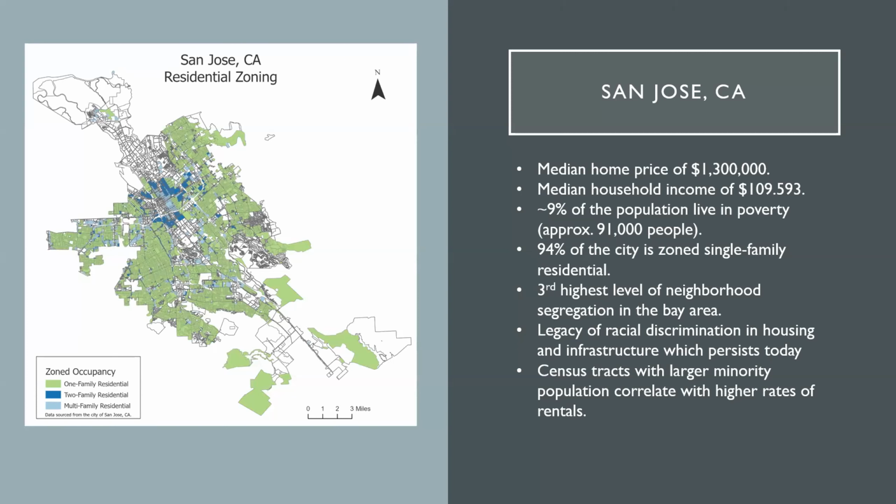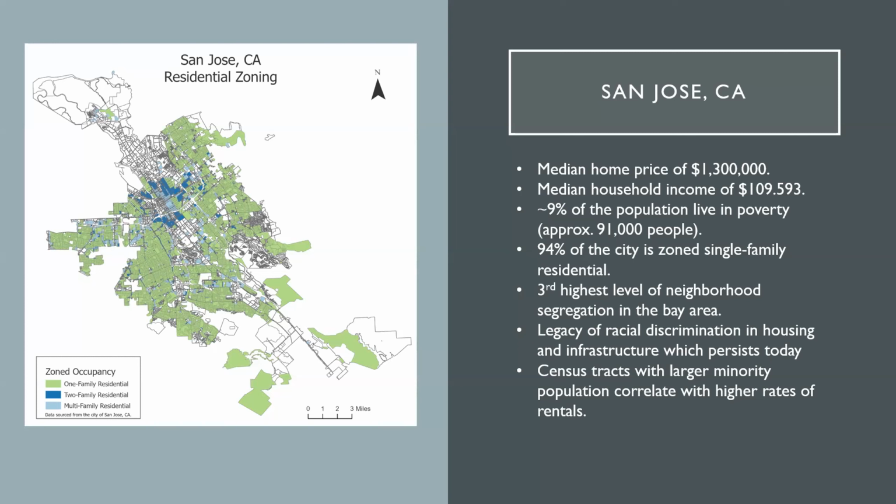San Jose is also known for having amongst the highest proportion of single-family zoning in the country, peaking several years ago at 94% of the city zoned exclusively for single-family residential. According to a 2021 study by UC Berkeley's Othering and Belonging Institute, San Jose was the city with the 3rd highest levels of internal segregation out of the 101 municipalities in the Bay Area.